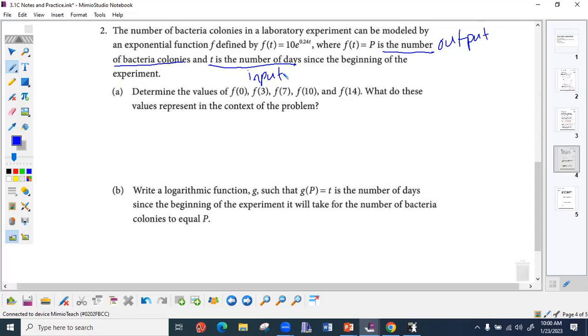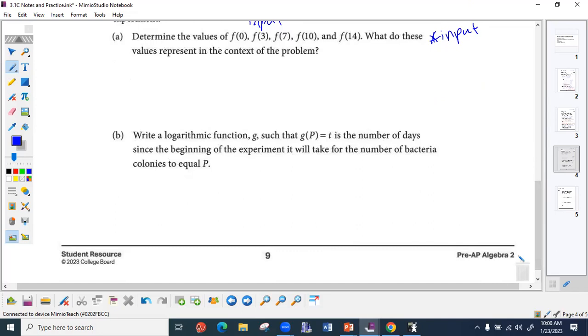So it wants you to determine the values of f of 0, f of 3, f of 7, f of 10, and f of 14. What are all of these? These are all inputs. If I'm an input, I'm being input into the function, right, guys? Okay, so you input and tell me what it means. On B, it says write a log function such that g of p equals t, where t is the number of days. So it wants you to find the inverse of the function.